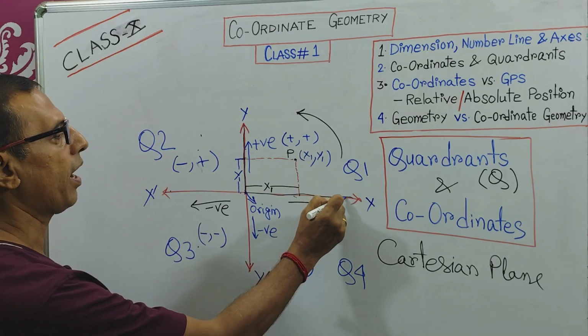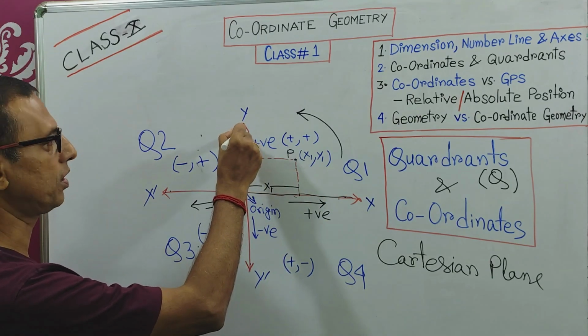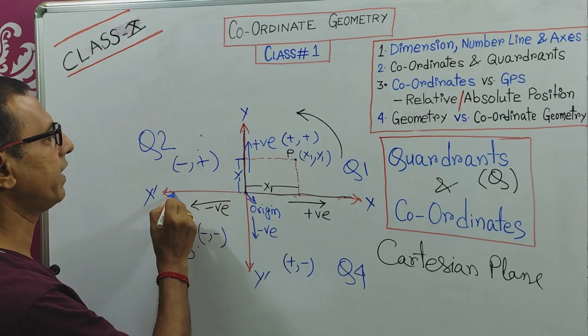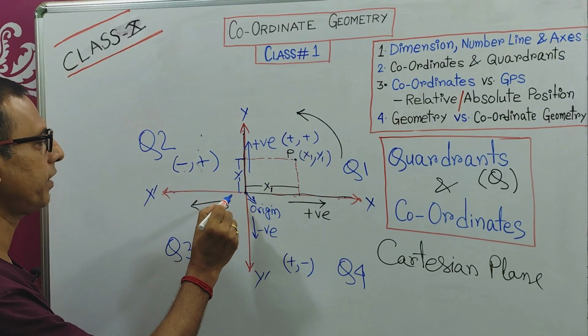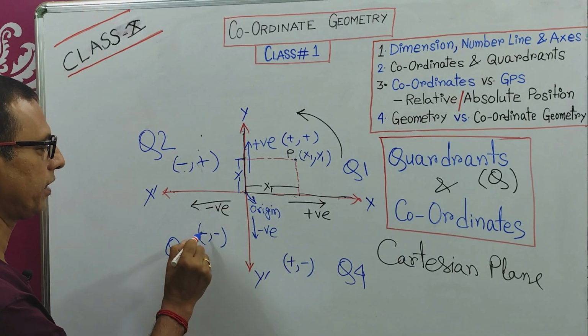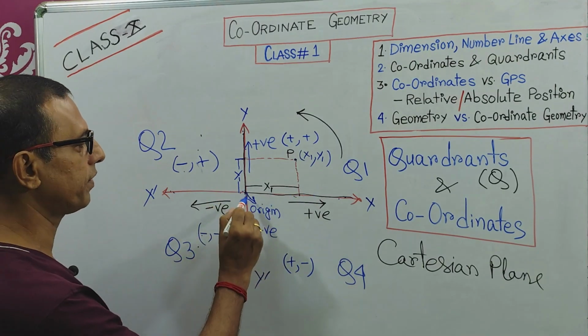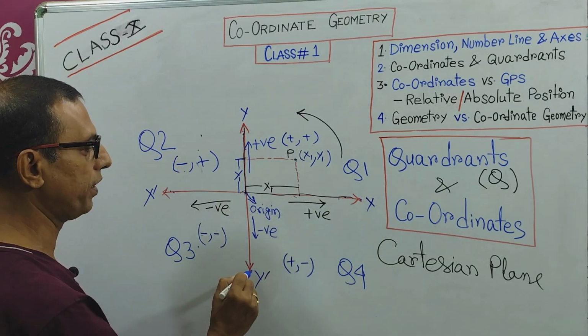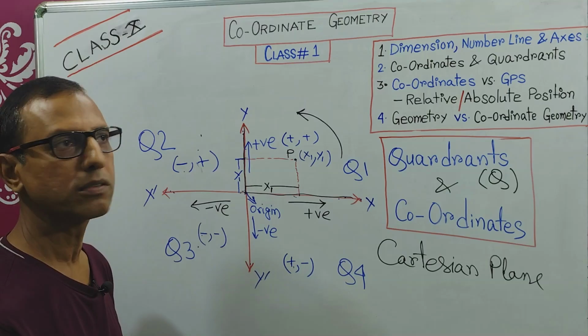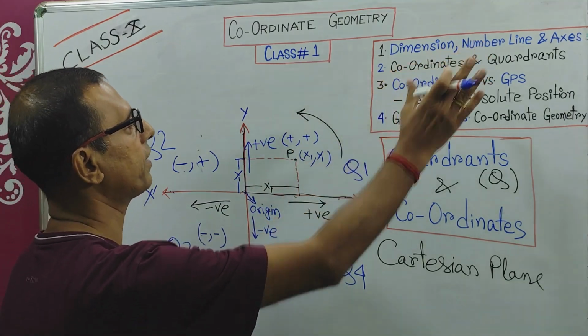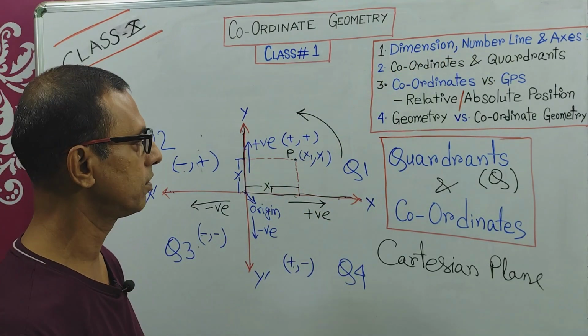Quadrant 1: abscissa positive, ordinate positive. Quadrant 2: abscissa negative, ordinate positive, minus plus. Quadrant 3: abscissa negative, ordinate also negative, minus minus. And the fourth quadrant: abscissa positive and ordinate negative, plus minus. Always abscissa first and ordinate second. So that is what coordinates versus quadrants means, right?